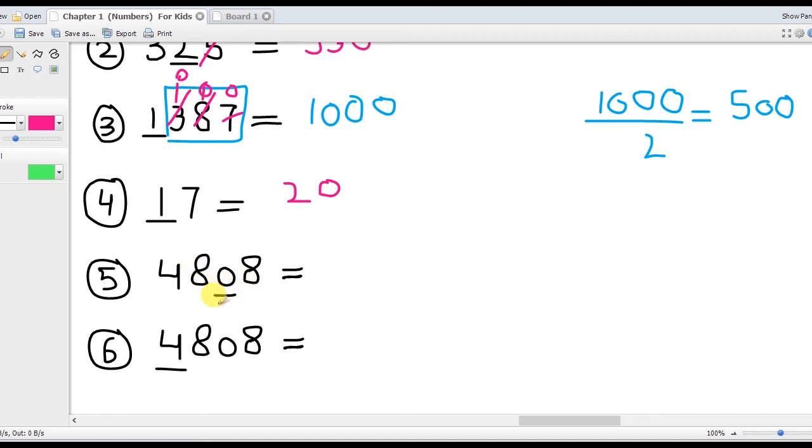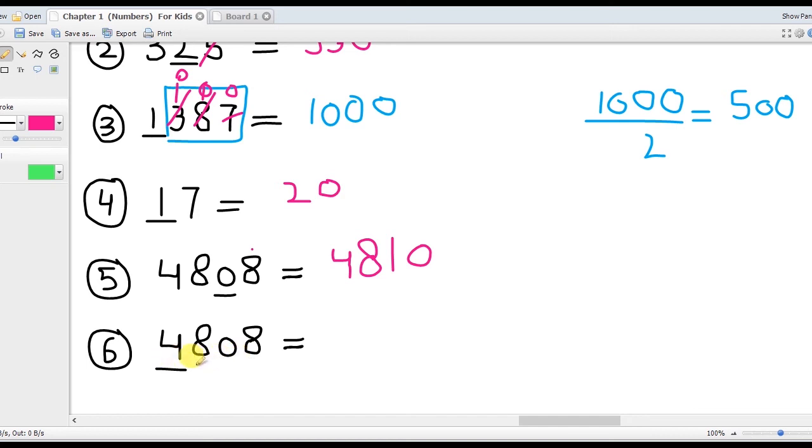4808, and we have to round it to the nearest 10th place. So 4 and 8 will be written as it is, and then we have 0 and 1s. Now pay attention at this digit, which is 8. It is more than 5, add 1 in the previous digit, it will become 10, right? And then we have 4808. So in this case, what will it become?